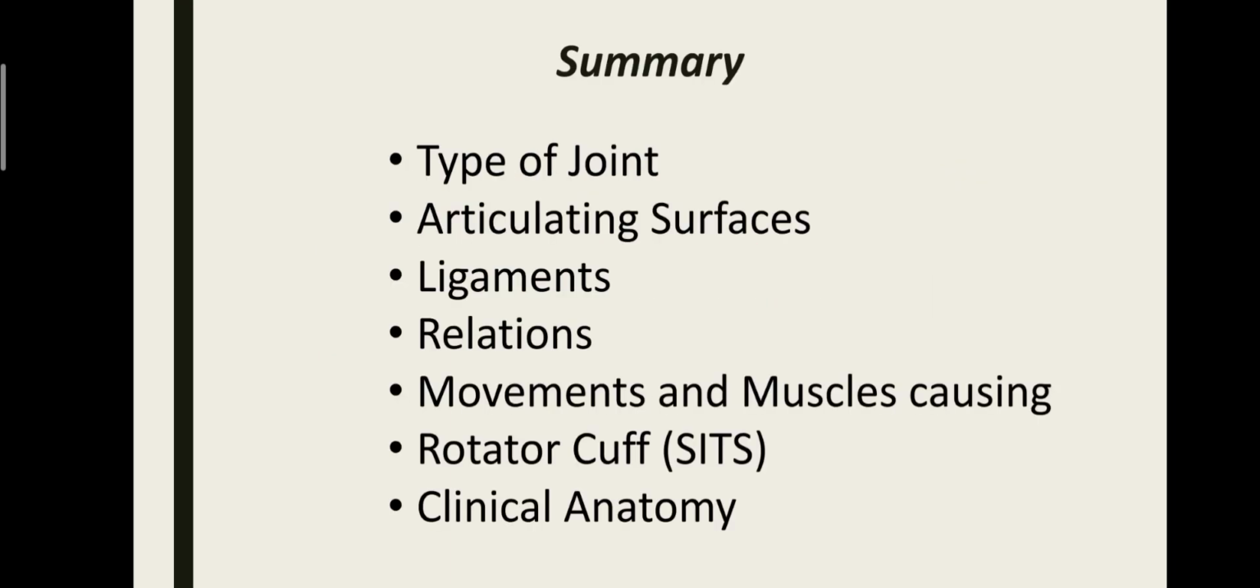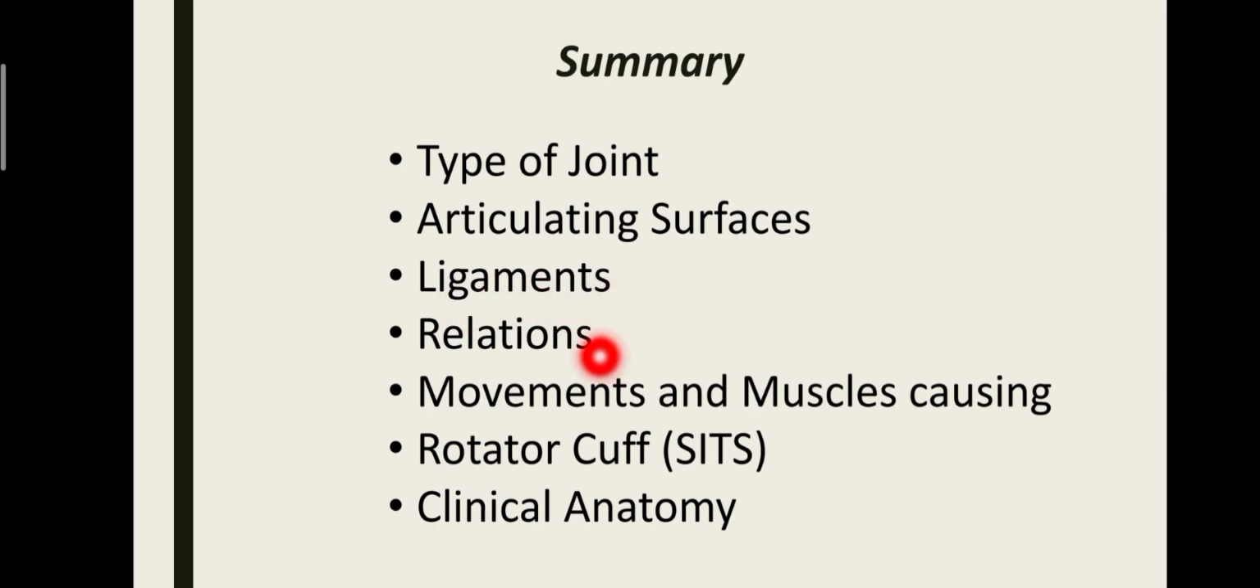And summarizing the entire topic today, the type of joint we saw was a ball and socket type of synovial joint. Next is your articulating surfaces. Articulating surfaces were the glenoid cavity of the scapula and the head of the humerus. Okay, and ligaments, we had a big list. So it was the fibrous capsule, glenoid labrum, glenohumeral ligament, coracohumeral ligament, and the coracoacromial arch and coracoacromial ligament, and we also had the transverse humeral ligament, right? Yes, so these are the ligaments.